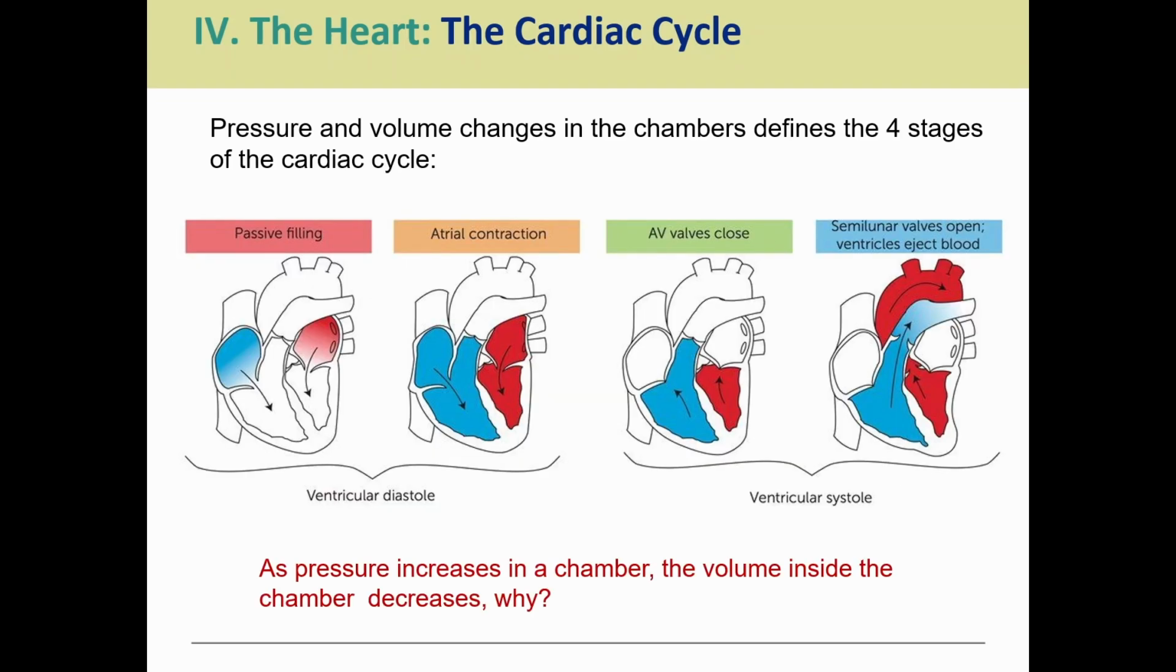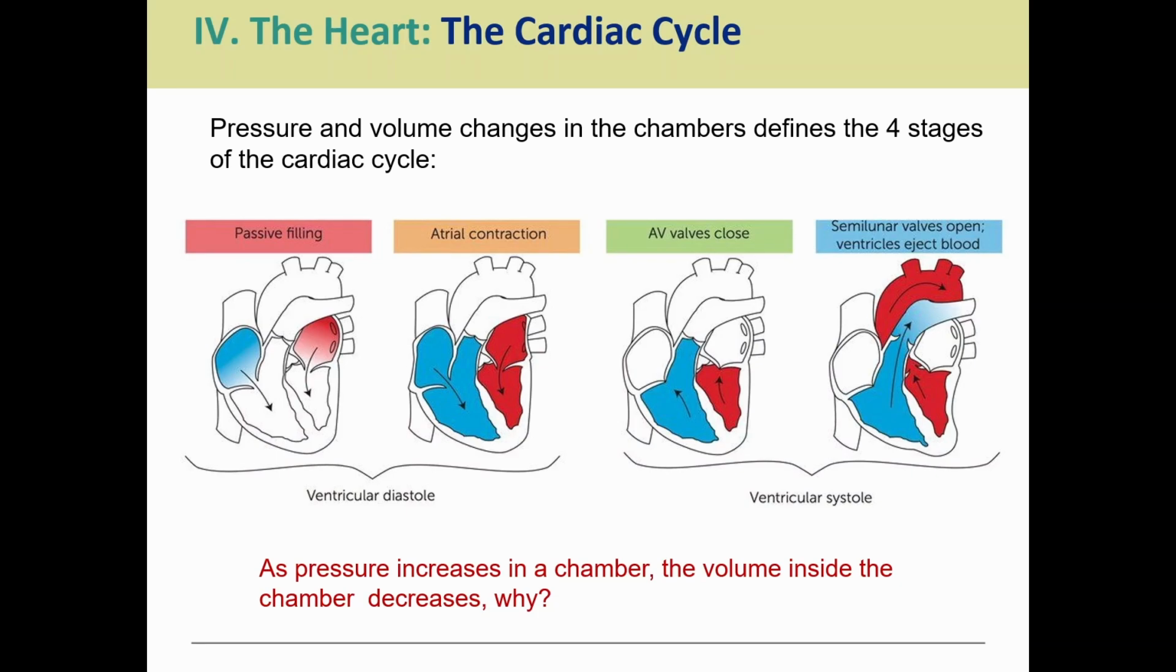So here's our passive filling, right? Then we have the atrial contraction where we're actively squeezing the atria to push blood into the ventricles. The AV valves then will close, so we cannot flow backwards, and then the ventricles will contract, and that will eject blood from the ventricles into the bloodstream, into the blood vessels.